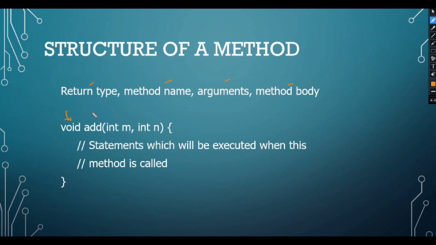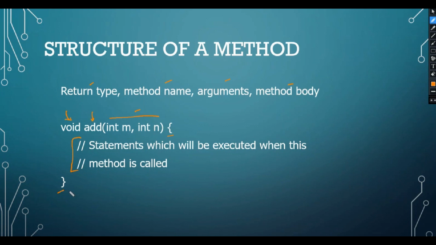The name of the function or the method, that is the method name, is add. These are the arguments being passed to it. This is the third part. And the method body is within the braces. So this is the method body. Okay, so number 1, number 2, number 3 and number 4. These are the four parts of the method.